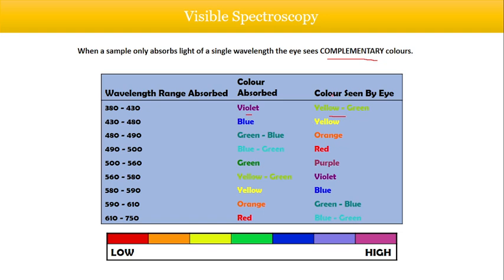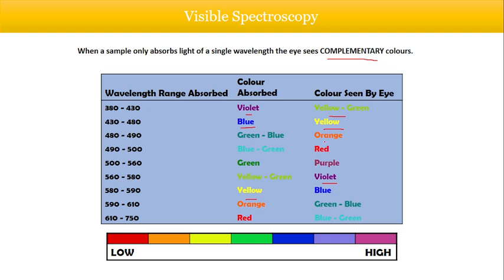Whereas if yellow green color is being absorbed at 560 to 580, we are observing violet. So the complementary color. Then at 430 to 480, the color being absorbed is blue, but we are seeing yellow. When the color absorbed is blue, then we are seeing yellow. Then in the range of 480 to 490, the color being absorbed is greenish blue.